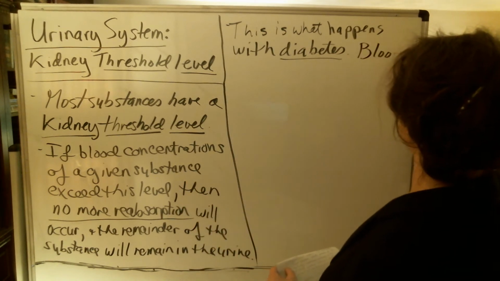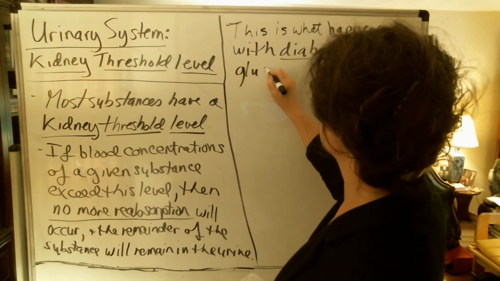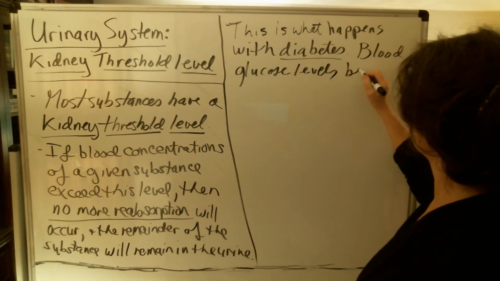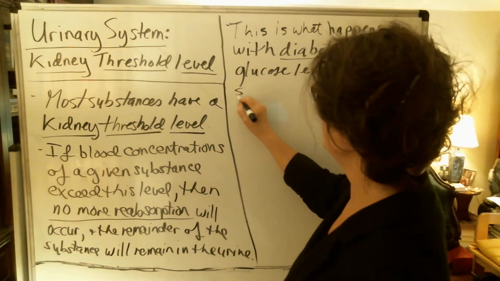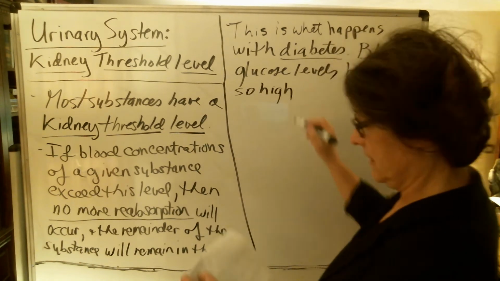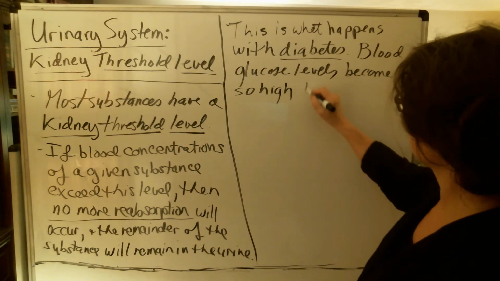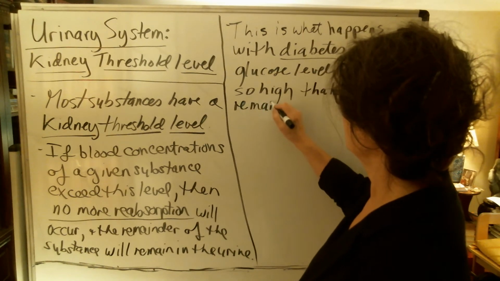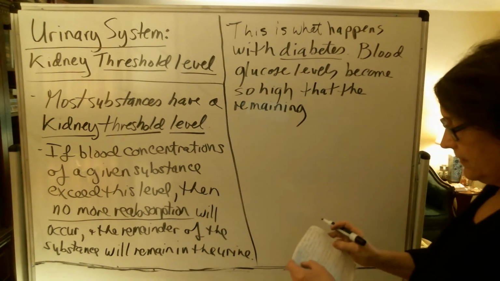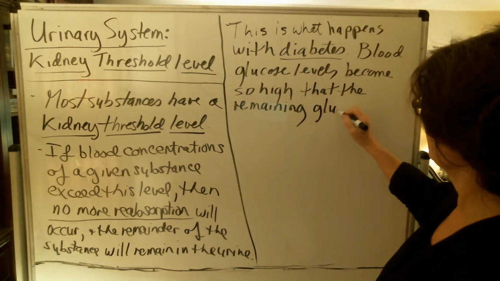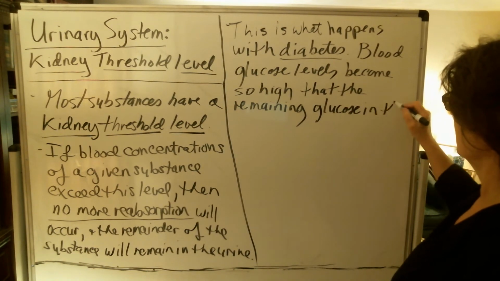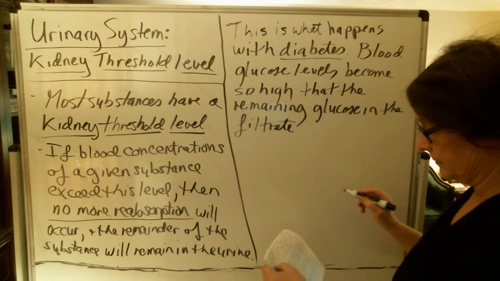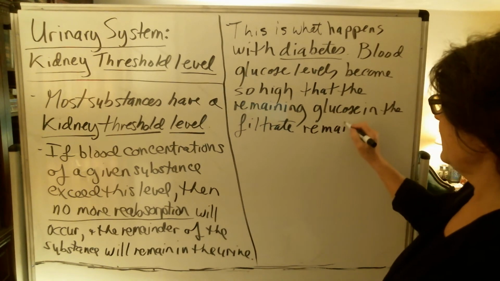So what happens in diabetes is that a person's blood glucose levels become so high that the remaining glucose in the filtrate simply remains there.